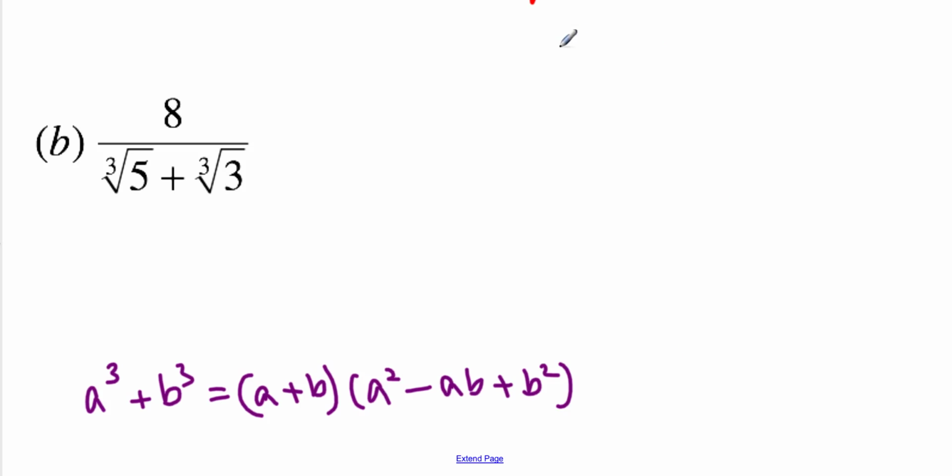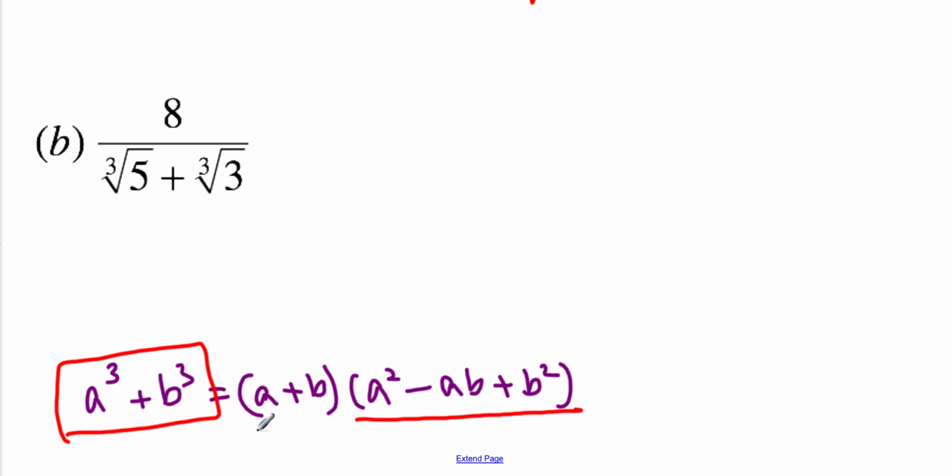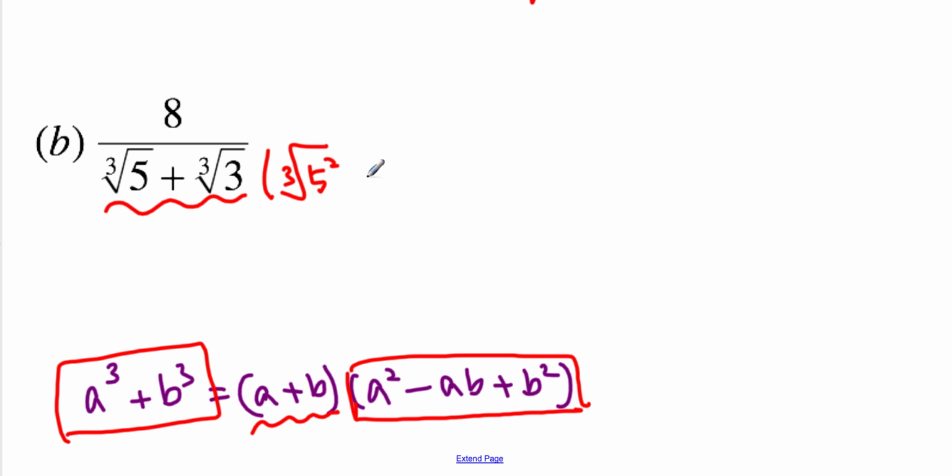Now, in other words, if I want to cube a and b, then what I need to do is just multiply by this factor. So in order for me to get rid of the cube root, I need to cube this one, meaning I need to have this picture right over here. So a plus b is equal to this one. That means I need to multiply this to top and bottom. Since a is cube root of 5, a squared becomes cube root of 5 squared, minus ab, and a and b are these two things.